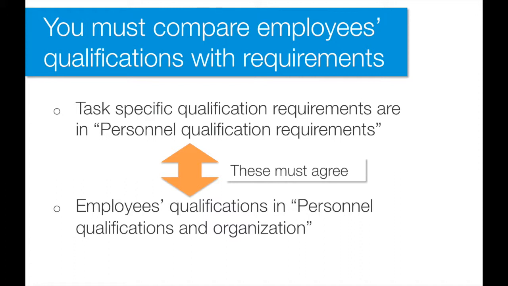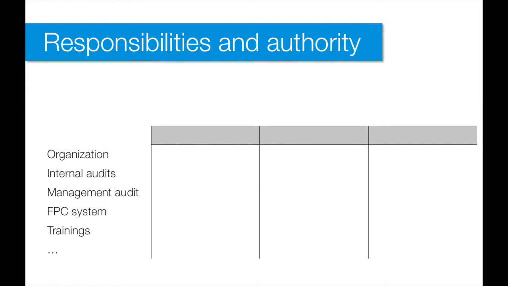Then, you must make sure that the employee's qualifications meet the qualification requirements. But we'll get back to this a bit later in the training video. Now you can save the changes done to the FPC manual and close it. Next, navigate to the file we previously downloaded called Personnel Qualifications and Organization.